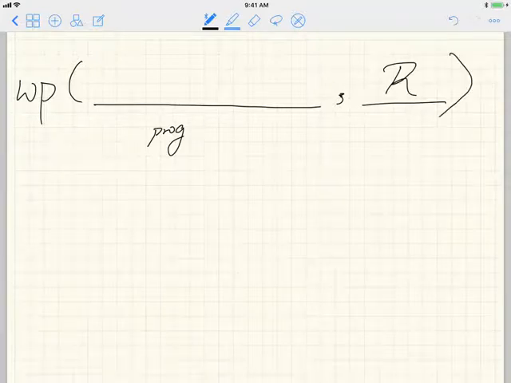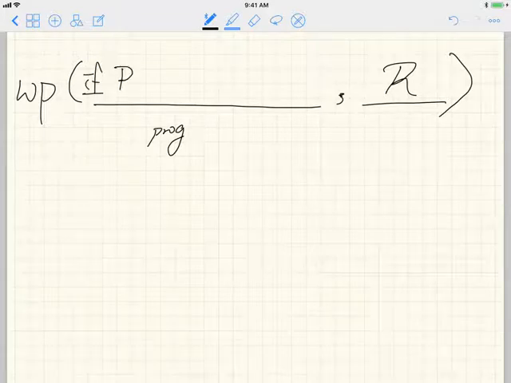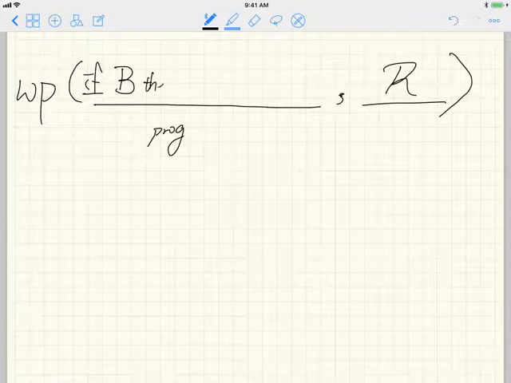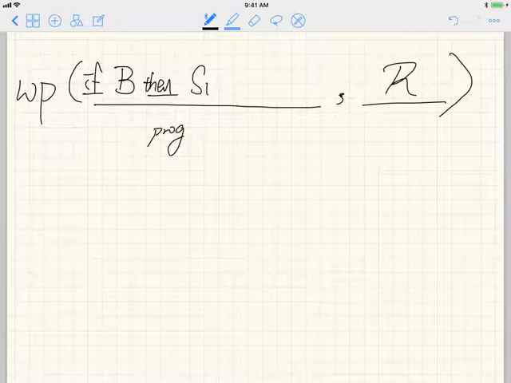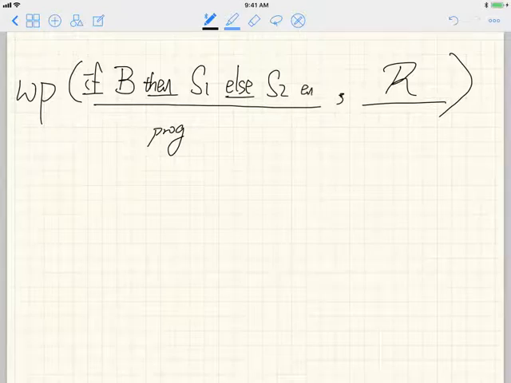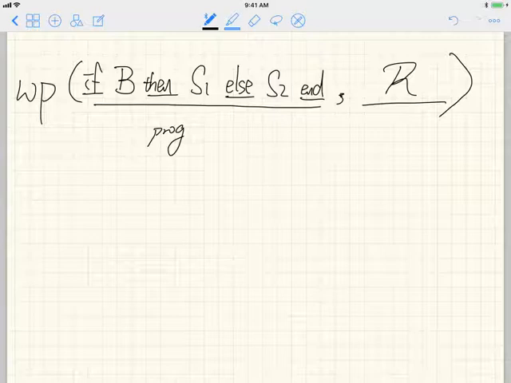So now the program is more complicated than a simple assignment. So here is: if some Boolean condition B, then we do something. We just say S1. S1 is simply any program, just any program. Otherwise, we do program S2, okay, and end. Of course, you can easily translate this to whatever syntax of your favorite language. It does not have to be IF-THEN-ELSE, okay?